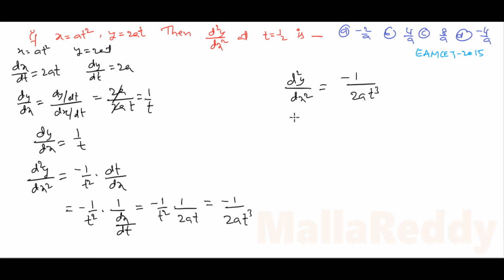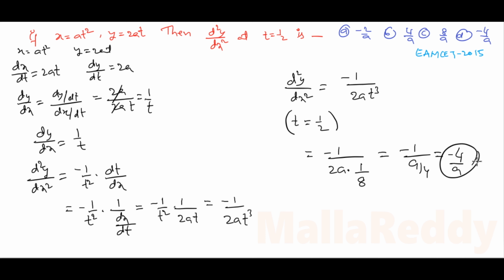This d square y by dx square at t is equal to 1 by 2. Substituting this value, that is minus 1 by 2a into t cube, that is 1 by 8, that is minus 1 by a by 4, that is equal to minus 4 by a. So the fourth option is the correct answer.